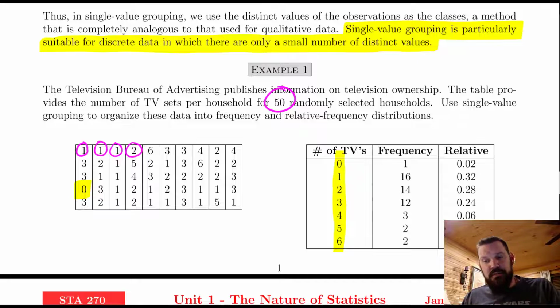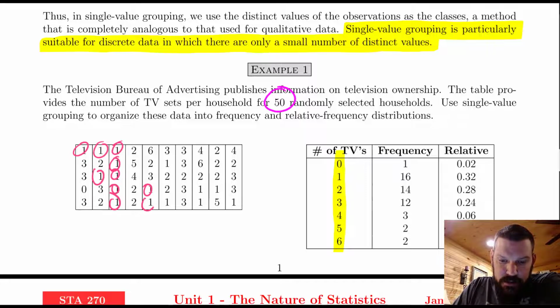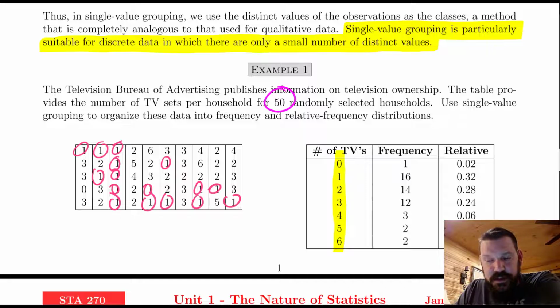So then the middle column is the frequency. If I look how many people had 0 TVs in their home, like we just said a second ago, there's just one family that had 0 TVs in their home. So we get a frequency of 1. If we go through and we count up all the individual families that had 1 TV in their household, we can go through and we can start circling these values. And if we tally them up, we would get 16.